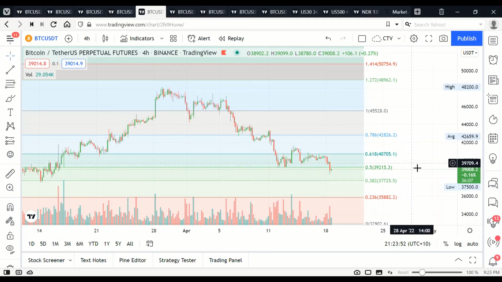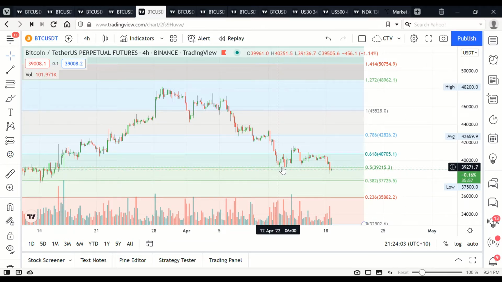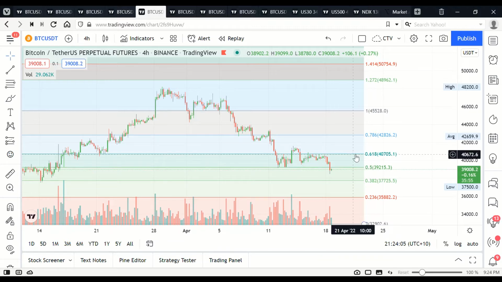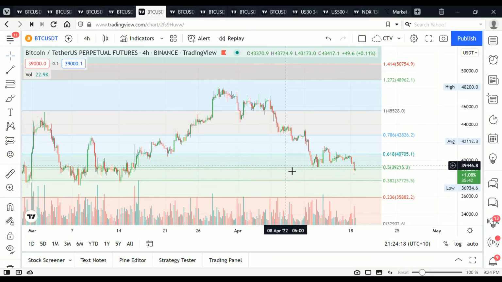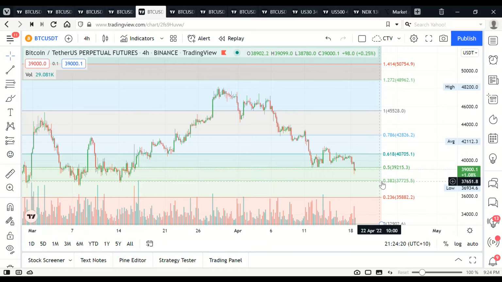If you see the Fibonacci retracement point of view, we can clearly see the trading range got shifted. As we have been discussing in the last few videos, Bitcoin was trading between the 0.618 and 0.5 retracement levels. But since it has broken the 0.5 retracement level at the moment, we can reasonably assume that the trading range has shifted to between 0.5 and 0.382.